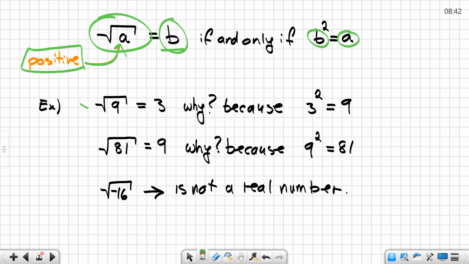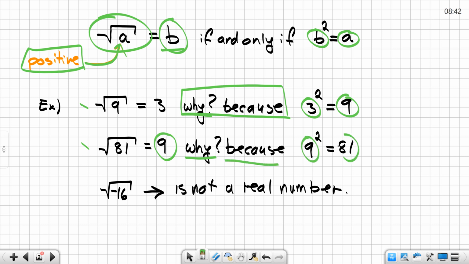Let's have a look at the first one, the square root of 9. The square root of 9 is equal to 3. Why? Because 3 squared is equal to 9. You always have to ask yourself this question. The square root of 81 is equal to 9. Why? Because 9 squared is equal to 81.